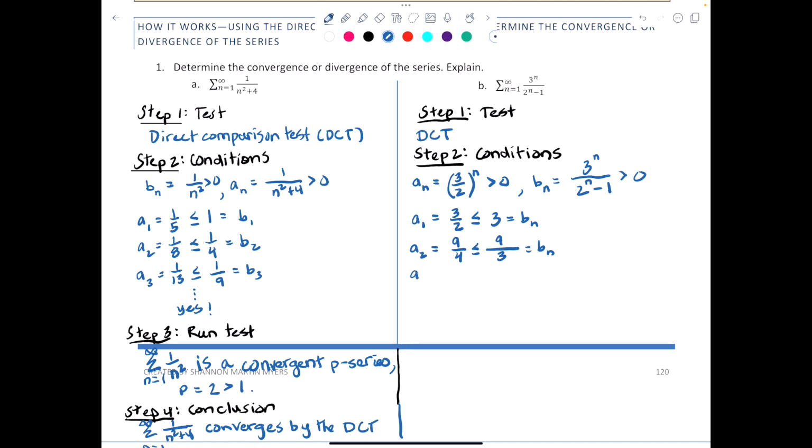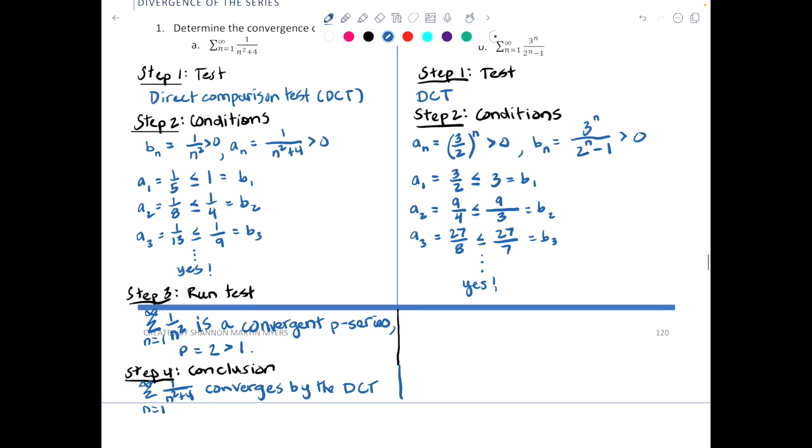And it'll continue in this way. We'll do one more. a3 is going to be 27/8. And b3 will be 27 over 7, right? So you've got the same numerator. The less the denominator is, the bigger the number, right? And so that is our b. Sorry, these shouldn't be bn's. They should be b1, b2, and b3. So that will continue that trend. So yes, the conditions are met.